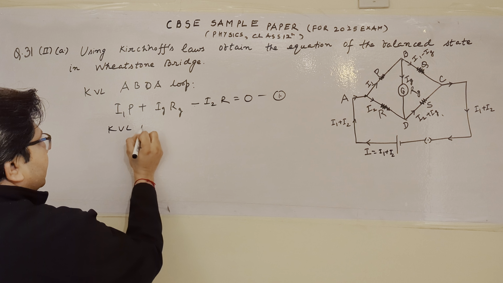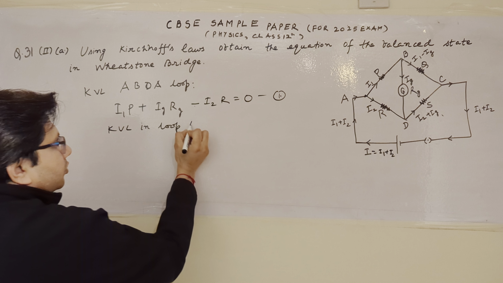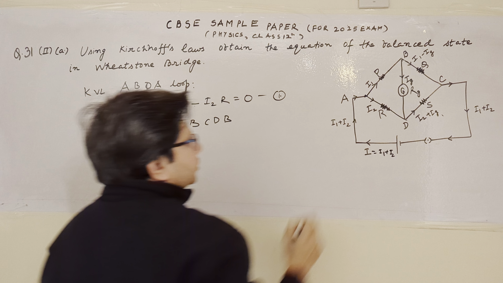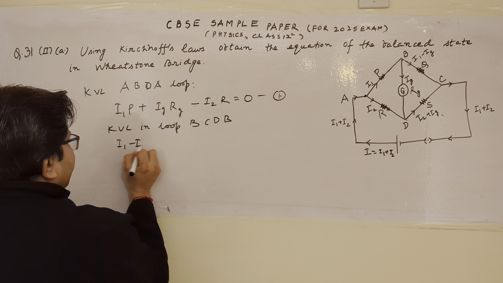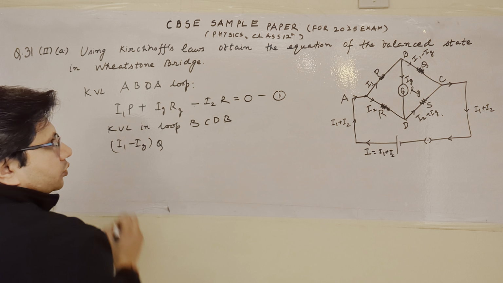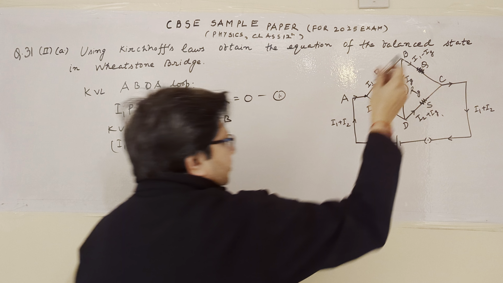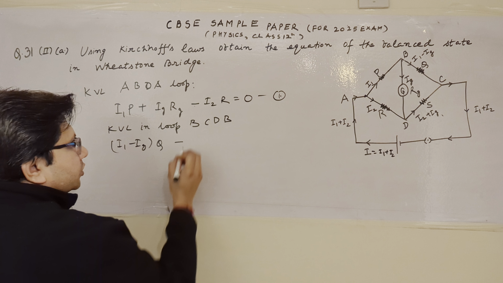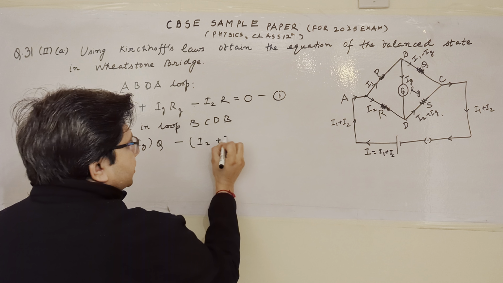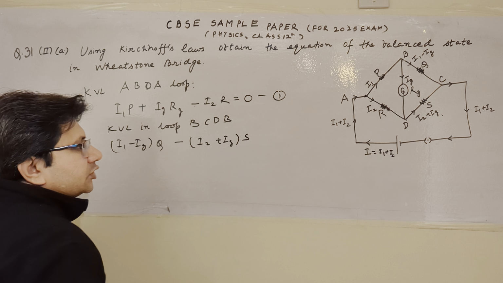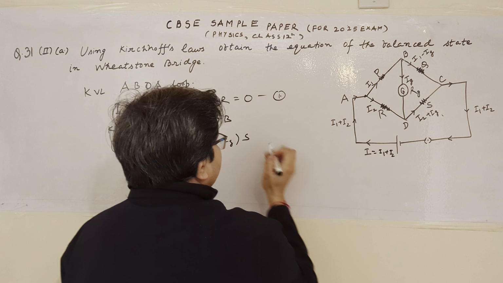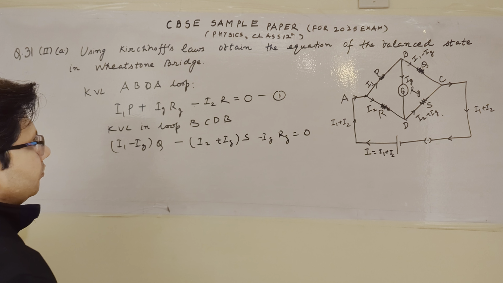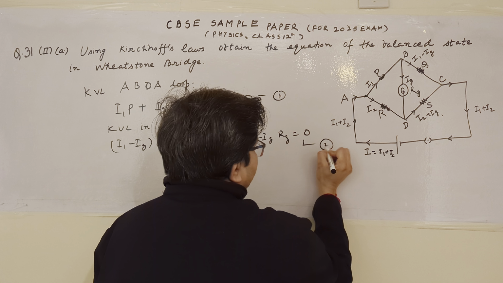Now using this particular loop, KVL in loop BCDB. So the first voltage term is I1 minus Ig times Q. Then in this sense, and this is a negative sign because this is opposing the polarity. So we get this as I2 plus Ig times S. Then we go in this direction. So minus Ig into Rg equals 0. This is our equation number 2.